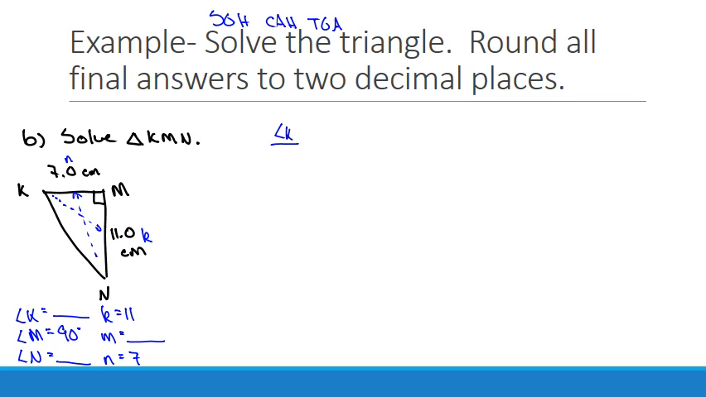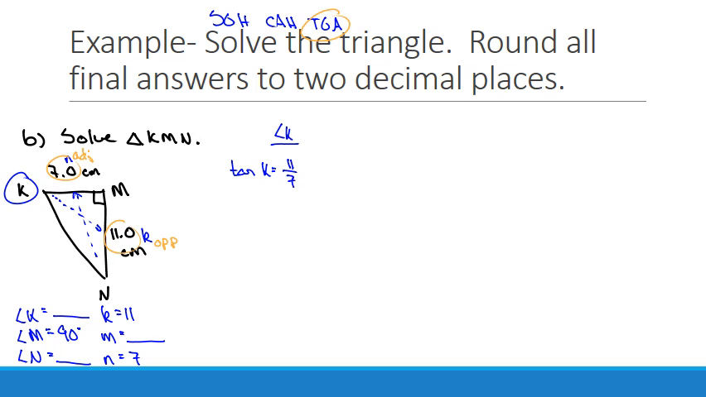All right, so to find angle K, I have these 2 sides here. If I look at it, this would be the opposite side of angle K, and this would be the adjacent. So what has opposite and adjacent? Tangent does. So I'm going to use tangent again. tan K equals 11 over 7.